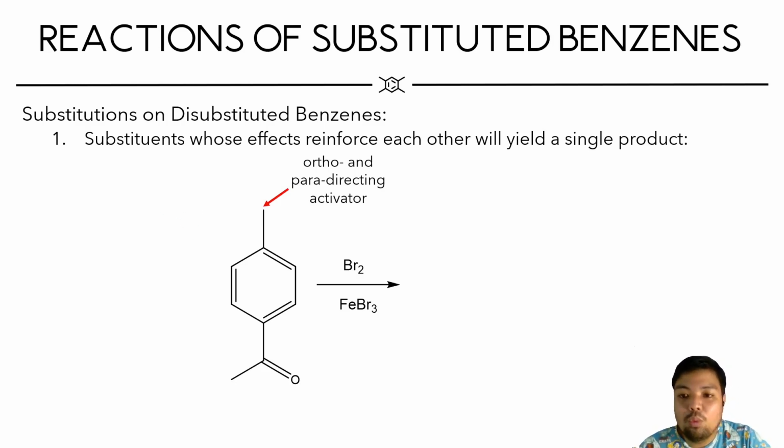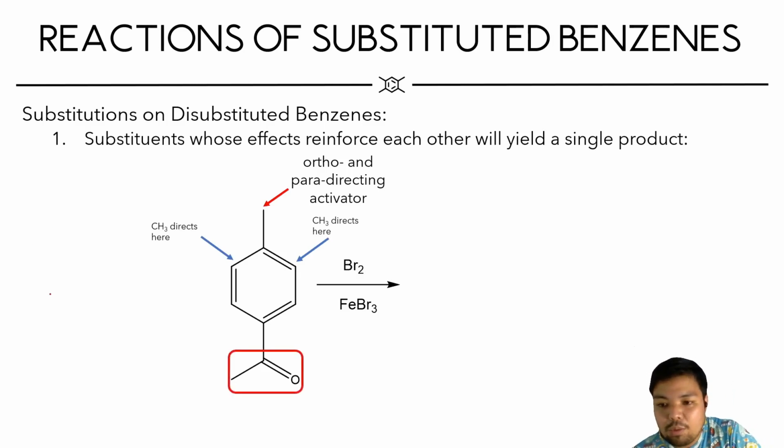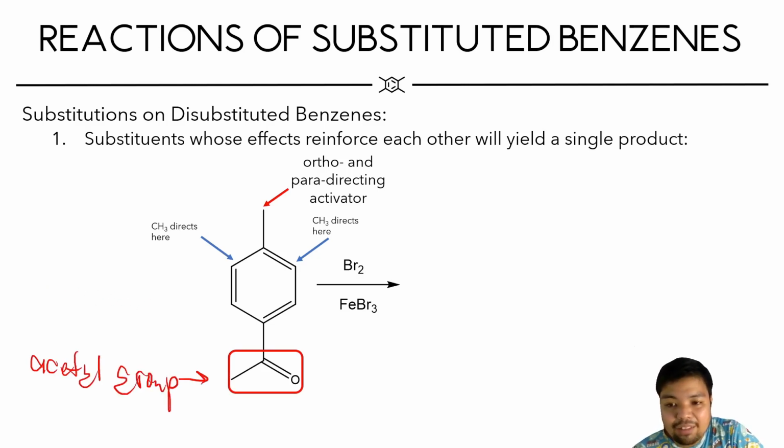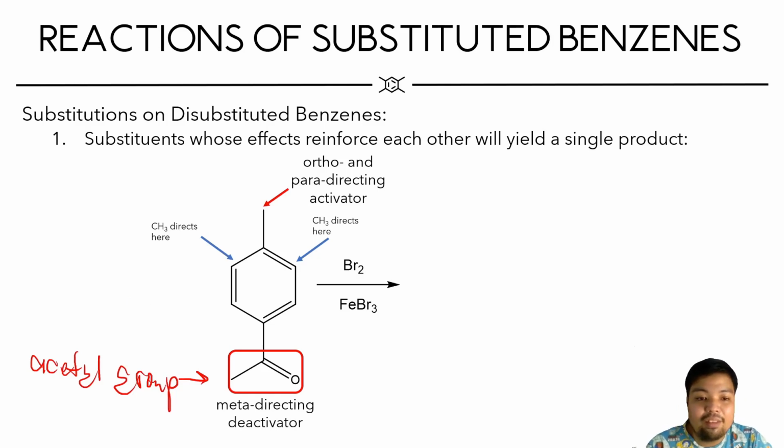Now, the para position with respect to the methyl group is already occupied by this substituent here. Therefore, the only position left is the ortho position, which is here and here. Now, this group here, for everyone's information, is called the acetyl group, and we know, just like all carbonyl substituents, it is a meta-directing deactivator.